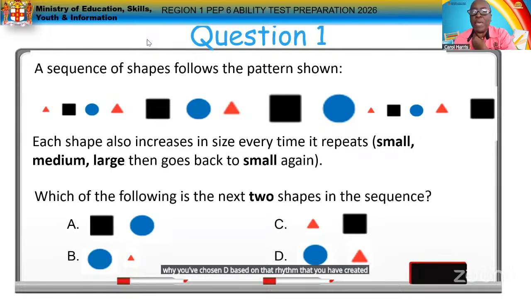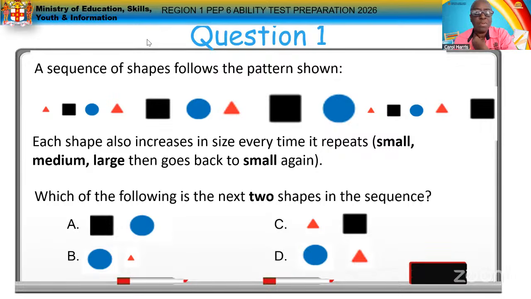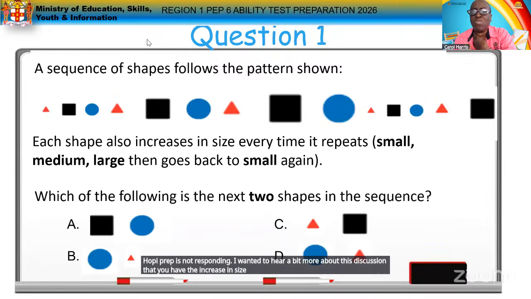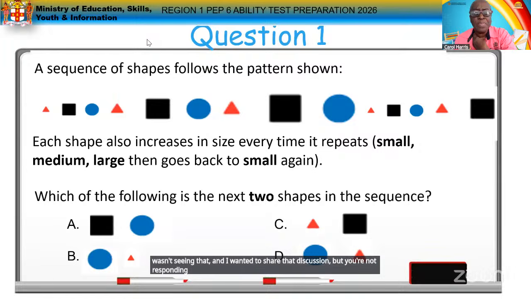Is Hopefield Prep able to unmute and share a bit about their response? Hopefield Prep is not responding. I wanted to hear a bit more about this discussion. That you have the increase in size, it goes from 4 small. I wasn't seeing the 4 small, 3 medium, then 2 large. I wasn't seeing that, and I wanted to share that discussion. But you're not responding, so.